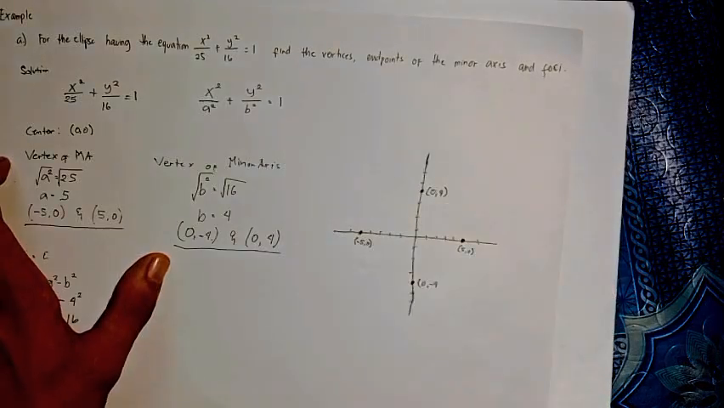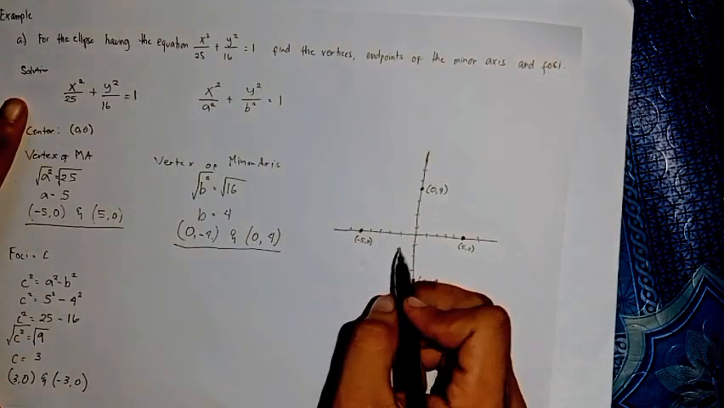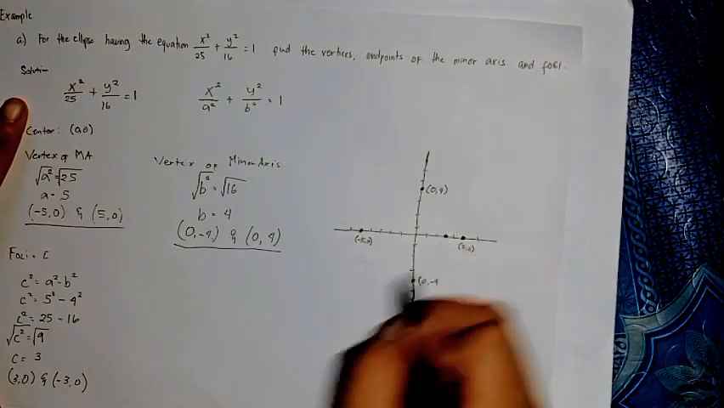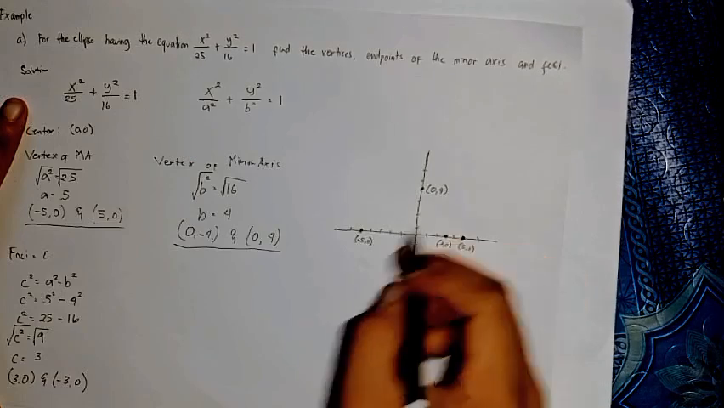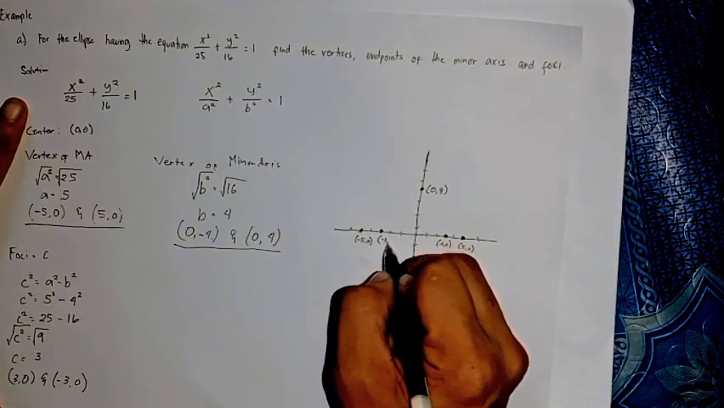And next is our foci. Foci located at 3, 0, 1, 2, 3. Is our foci. And negative 3, 0. 3, 0, foci. Negative 1, 2, 3. This is now our negative 3, 0.